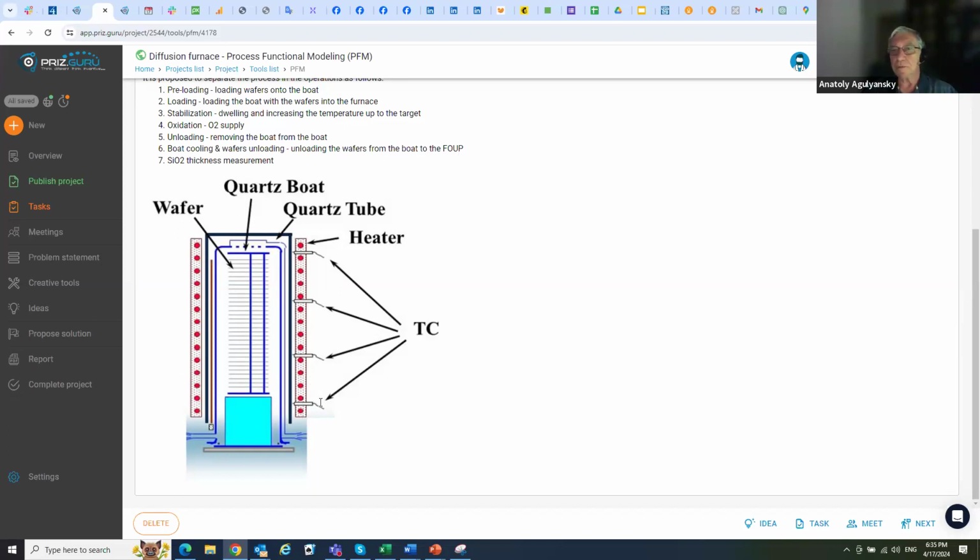How to solve this problem? Who can say? Very easy. Just disconnect the feedback in the thermocouple, at least in the first thermocouple, from the heater, from the controller during loading and unloading.